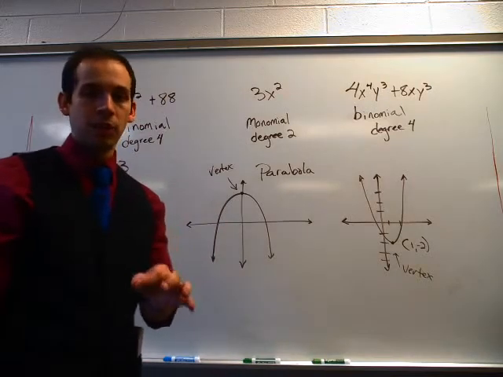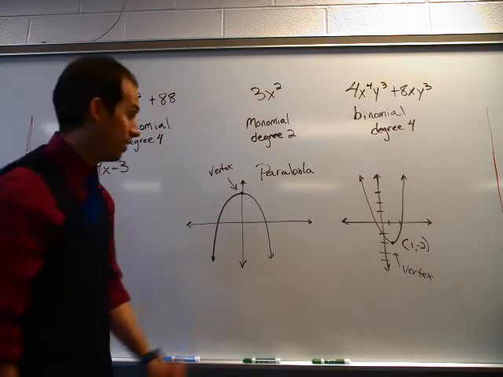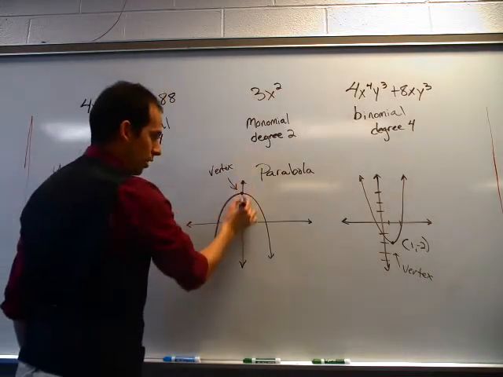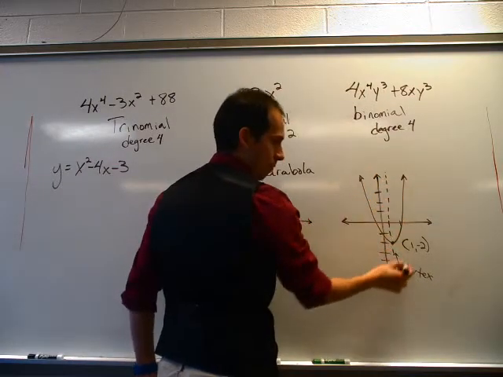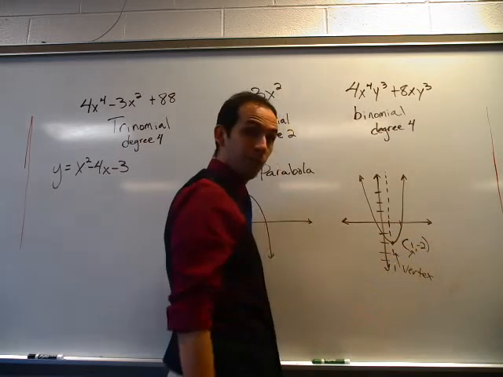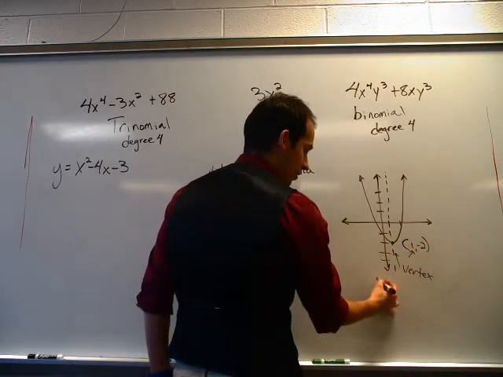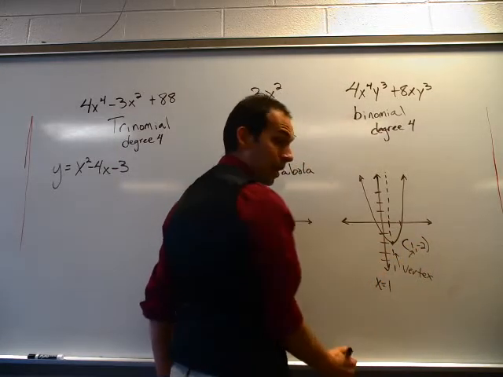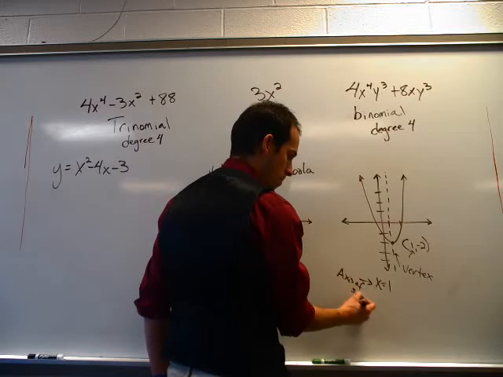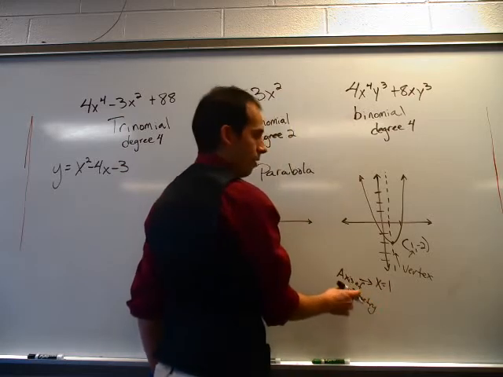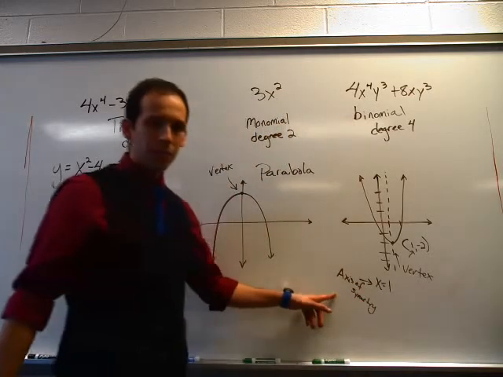Now, the next question is, what's the axis of symmetry? Now, this is very easy. The axis of symmetry always runs through the vertex. So if I want to know what the axis of symmetry is, just look at the x-coordinate of your vertex. The axis of symmetry is going to be x = 1. Alright. So there's your axis of symmetry.